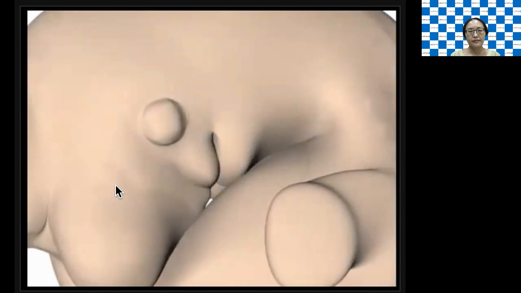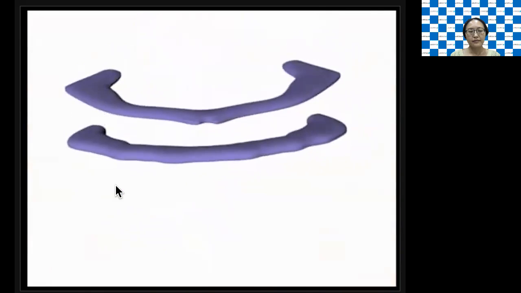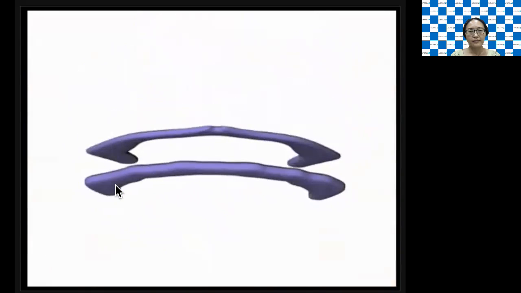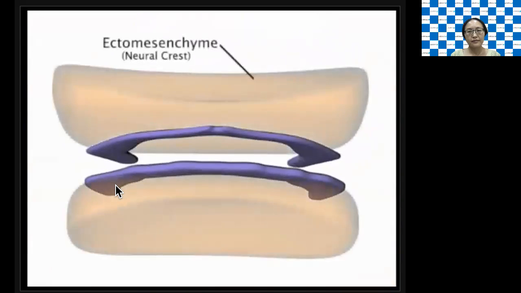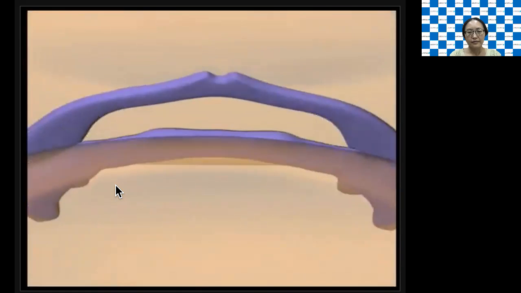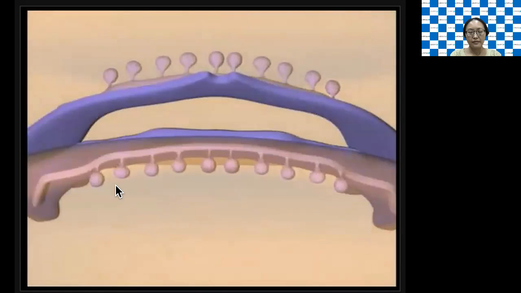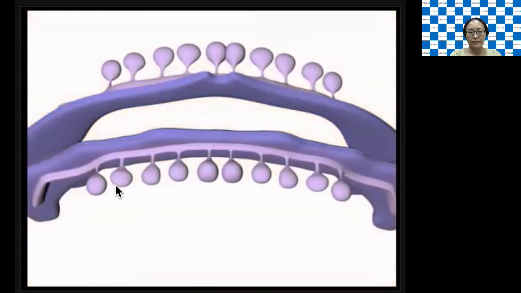Prior to the bud stage, two bands of thickened epithelium form in the presumptive upper and lower jaws of the embryo. On each band, a ribbon-thin shelf emerges into the underlying ectomesenchyme. This inward growth is called the dental lamina and signals the beginning of tooth development. The bud stage commences with the formation of small bulges on the dental lamina. These bulges grow into the adjacent ectomesenchymal tissue, creating a bud.